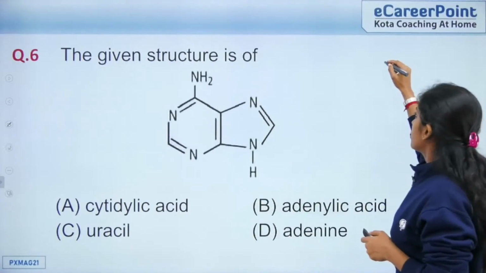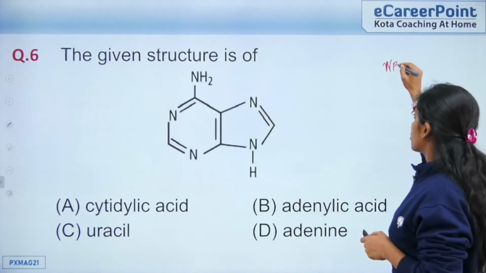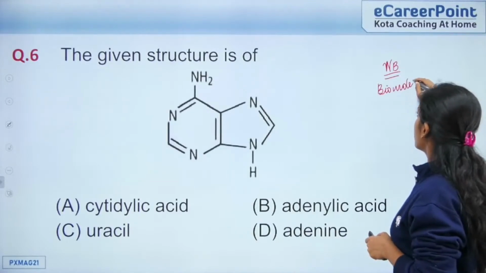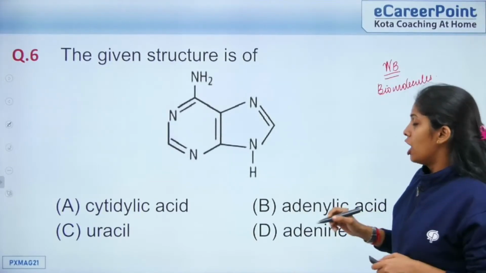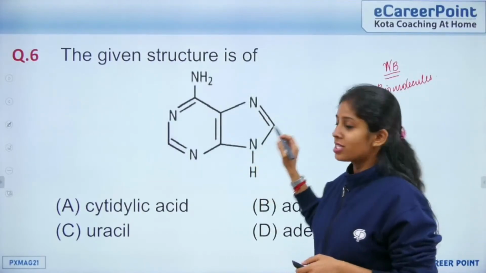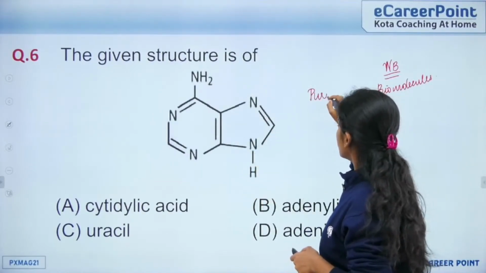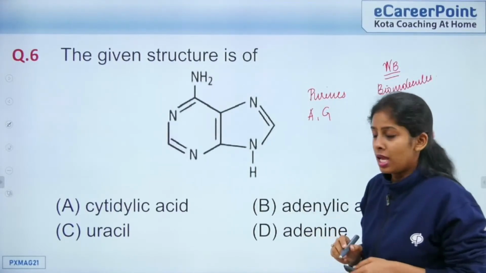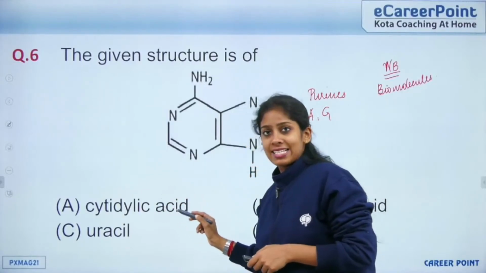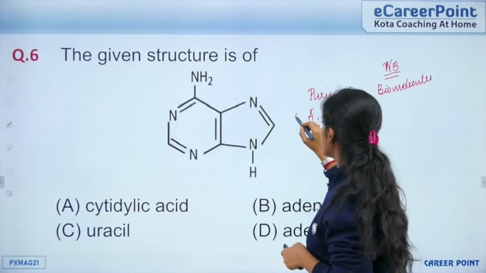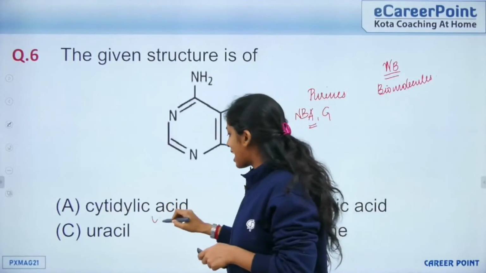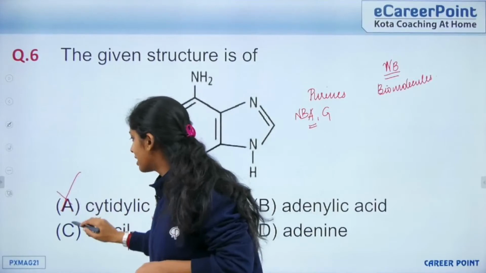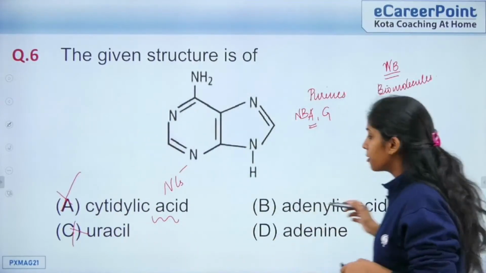This question comes from nitrogen bases. It can be from biomolecules as well, and it can be from molecular basis of inheritance as well. When you have two ring structures, it is your purines, right? Purines include adenine and guanine. The option is cytidylic acid. This is a nitrogenous base, but when I write acid, it is a nucleotide. So it's definitely not cytosine and uracil because it is not a pyrimidine.